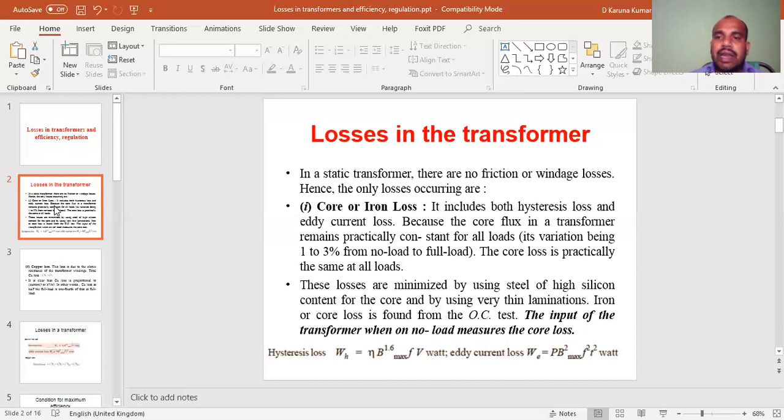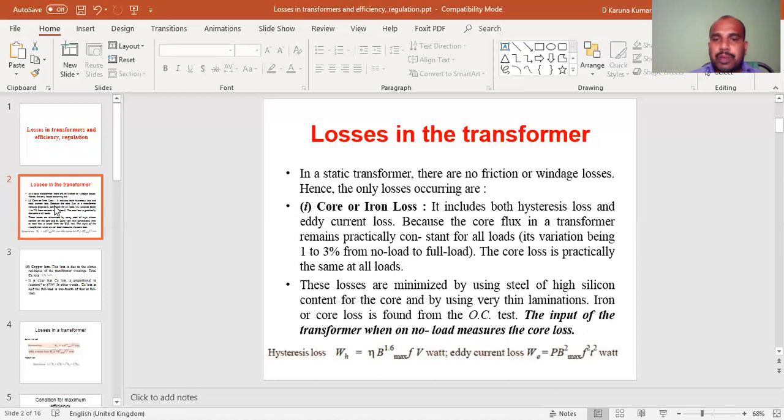Now, to find these losses we conduct tests. For the transformer there are two tests: the OC test and the SC test. OC test means open circuit test and SC test means short circuit test. The open circuit test is used to find the core or iron losses. The short circuit test is used to find the copper losses.